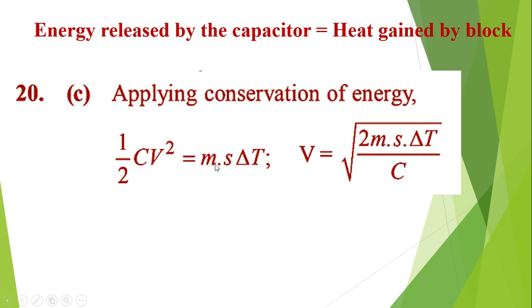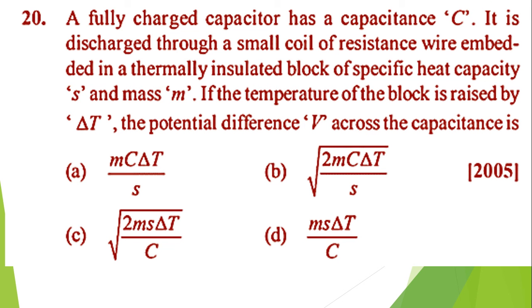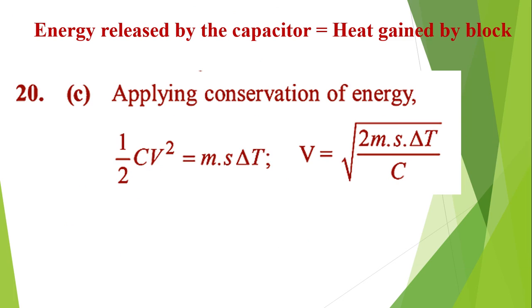m is the mass of the block, s is the specific heat of the block, delta T is the temperature change. After solving that, C is the capacitance, V is the potential difference. After solving that, V is equal to root of twice ms delta T by capacitance C of the capacitor. So the right answer is B, not A, C, D.